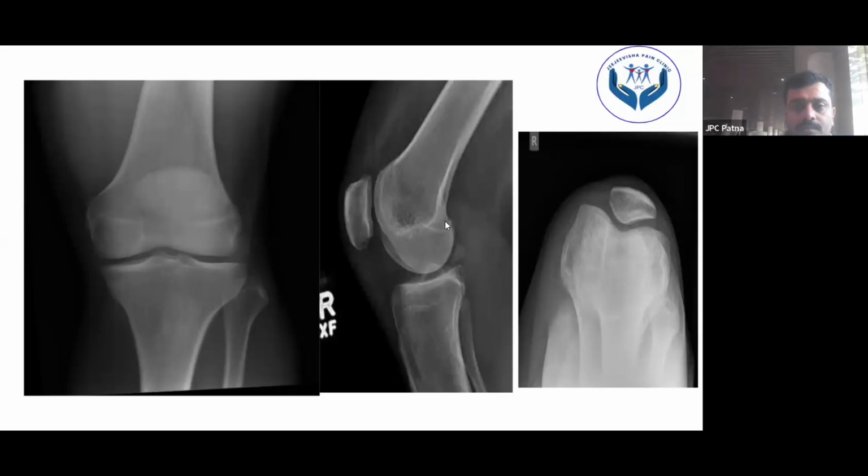Now this is the lateral condyle and this is the medial condyle. As I already told you all, the skyline view is more important for the patella if there is any fracture or anything. Predominantly, skyline is done only for patellar fracture or pathology, fracture most commonly.